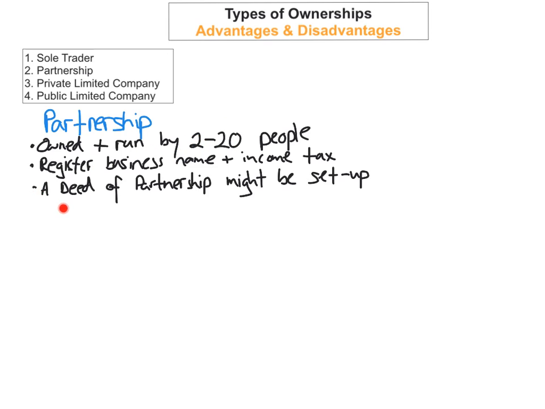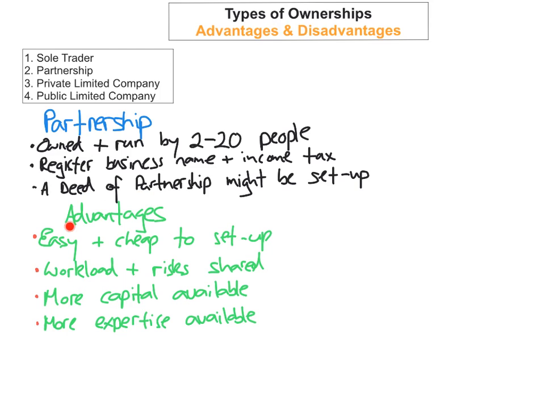Sometimes a deed of partnership might be set up. A deed of partnership is a document that basically contains all the agreements that the partners have. So it basically explains all the rights and obligations of each partner in the business venture.